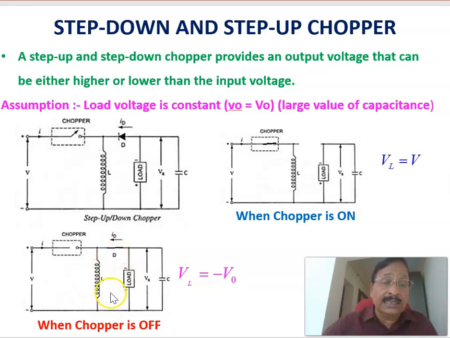Now, if you write the Kirchhoff's voltage law equation, this one plus this one is equal to 0, or the voltage across the inductor is equal to minus V0. V0 is taken as plus here and minus here. So VL equal to minus V0. This is the equivalent circuit of the step-up, step-down chopper when the switch is off, and this is the equivalent circuit when the switch is on. When the switch is on, the voltage across the inductor equals V, and when the switch is off, the voltage across the inductor equals minus V0, where V0 is the average, constant output voltage.